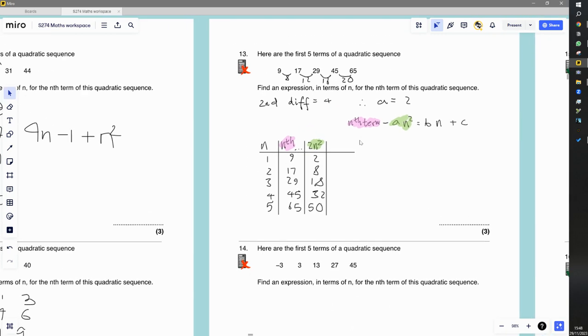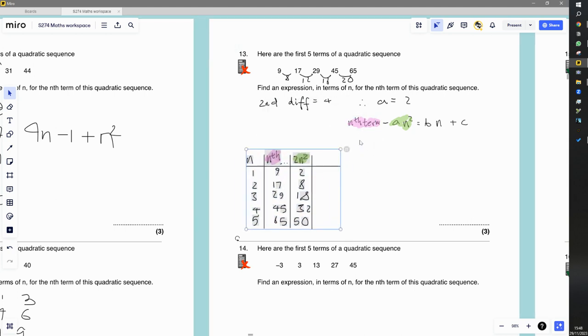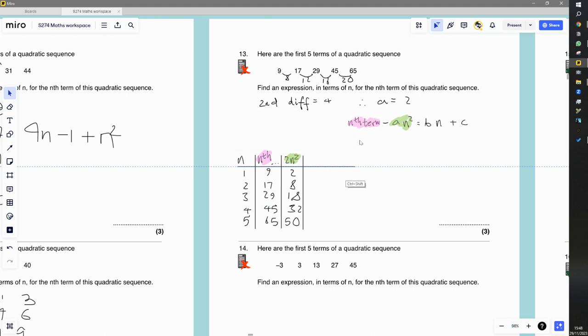So in this third column, you could write nth term minus 2n squared, or you could just write bn plus c. I'm going to write bn plus c because it takes up less space. But it's going to be worked out by doing the nth term minus an squared, or in this case 2n squared. So 9 minus 2 is 7. 17 minus 8 is 9.